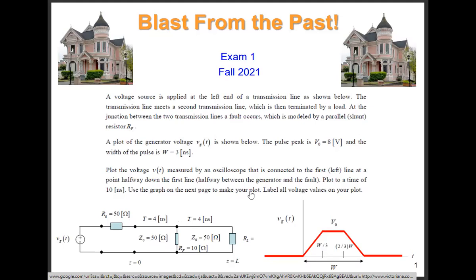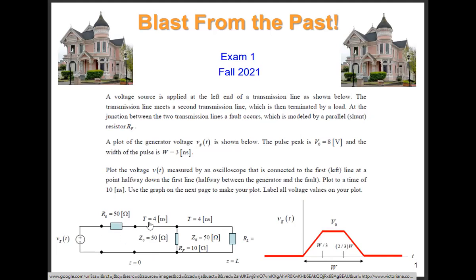Use the graph on the next page and make your plot. So in this exam, we gave the graph and you have to add your plot to it. Label all voltages on your plot, okay? Does everybody understand the question? So the oscilloscope is attached halfway down the first line right here. What would the oscilloscope read with this waveform applied at the generator end?